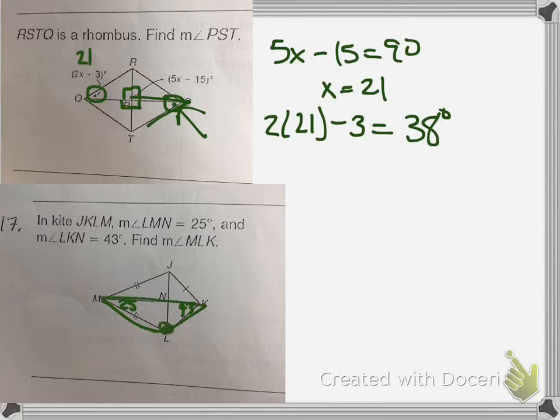Okay, so we're looking for this angle right here. Notice that I've made this into a triangle. How many degrees is a triangle? 180. Sometimes you've got to look. Not even a formula sheet is going to help. You've got to look and see what they are giving you.